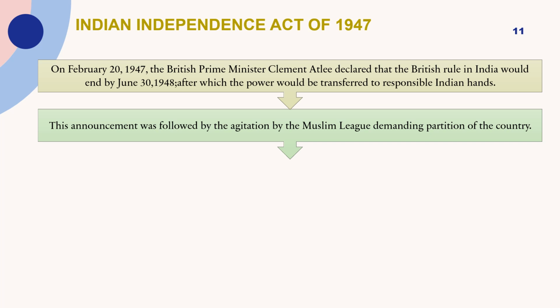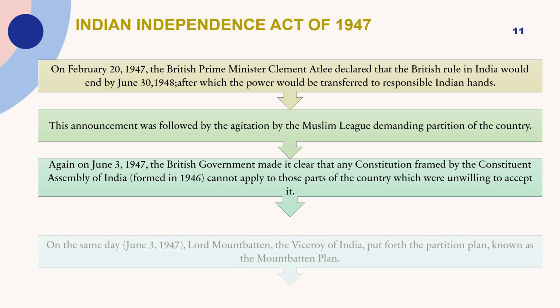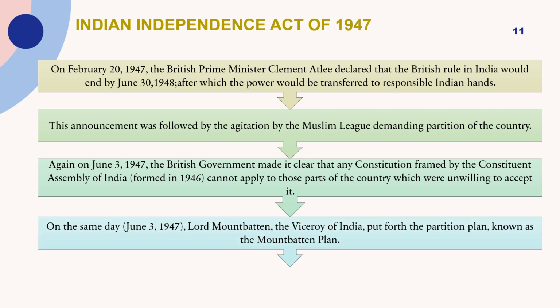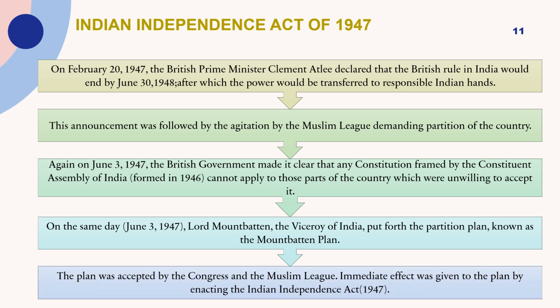Again on June 3, 1947, the British government made it clear that any constitution framed by the Constituent Assembly of India cannot apply to those parts of the country which were unwilling to accept that. On the same day, Lord Mountbatten, the Viceroy of India, put forth the partition plan. It's known as Mountbatten Plan. This plan was accepted by the Congress and the Muslim League.